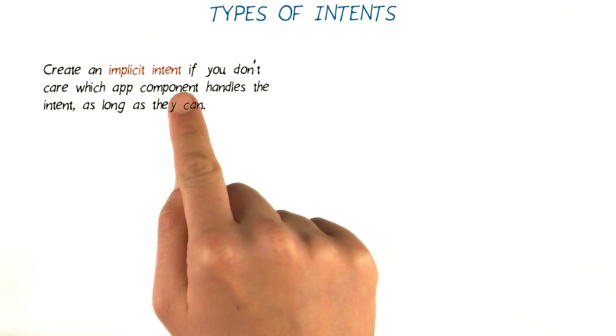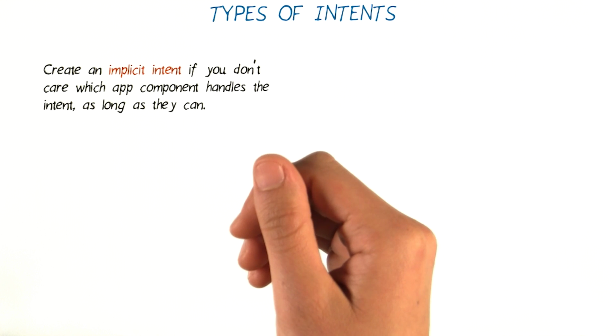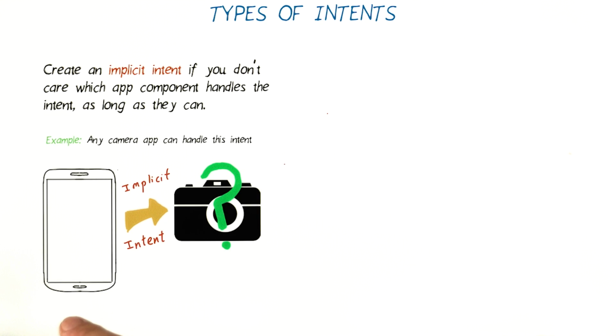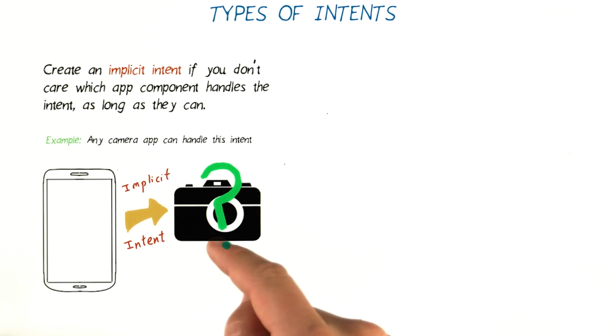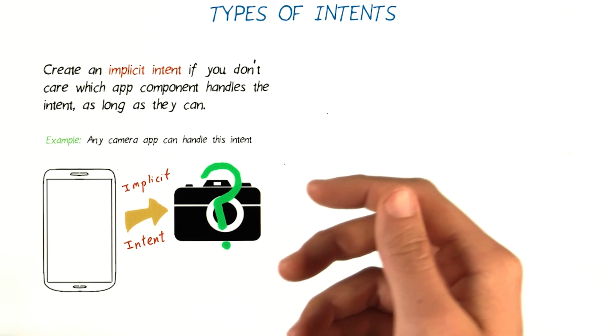You use an implicit intent when you don't know which component or even which app will handle your intent. For example, in a social media app, you can send an intent to allow a user to take a photo. It doesn't matter which camera app receives the intent, as long as the app can take a photo.